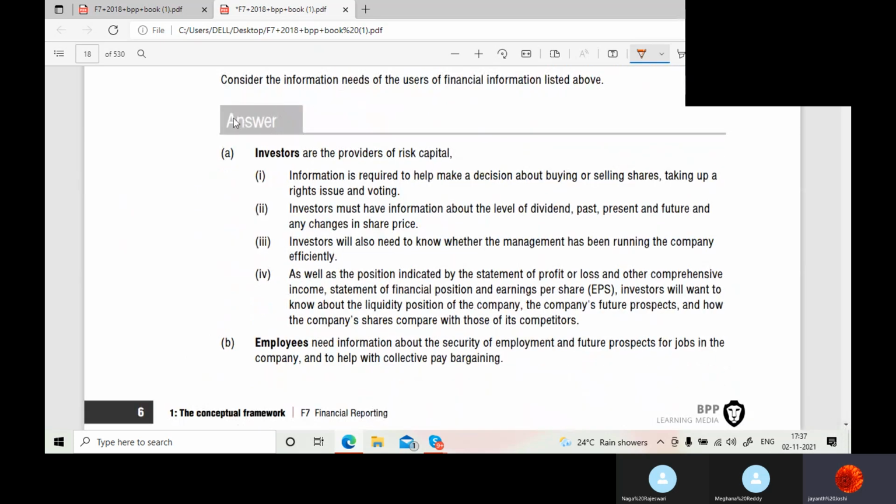Just read this question. Already we have discussed it. You can go through this once.